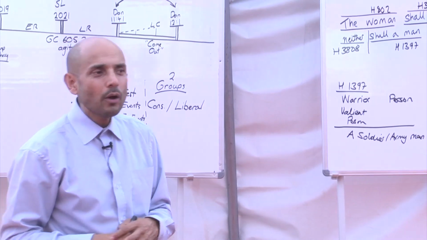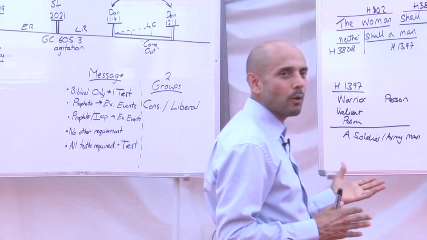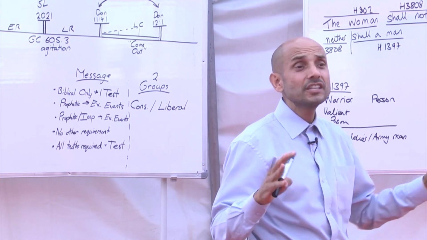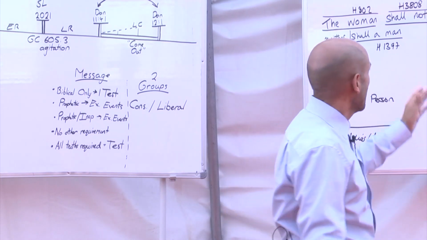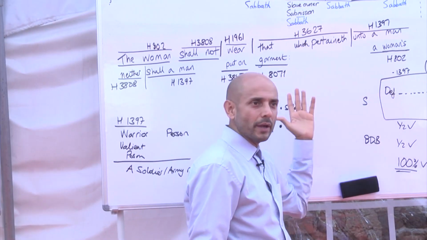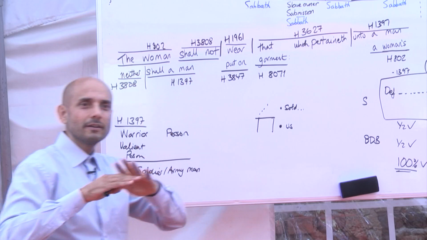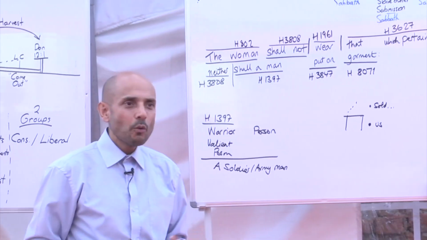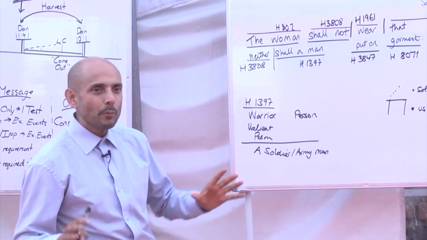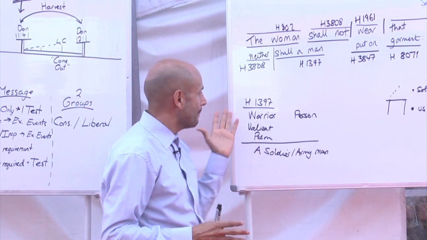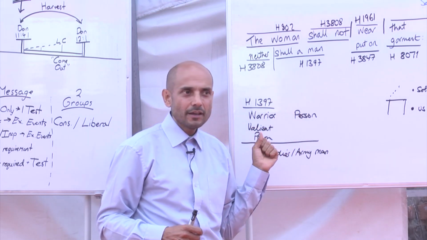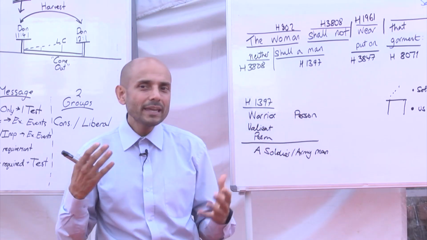Now, when we have an argument in the church about should women wear trousers or not, it's all finished in about 5 minutes because it says men don't wear what women wear and women don't wear what men wear. It's all done in 15 seconds. We've been going for about 15, 20 minutes, and we still have not got a definition of what a man is, what 1397 is. So let's try and get 1397.